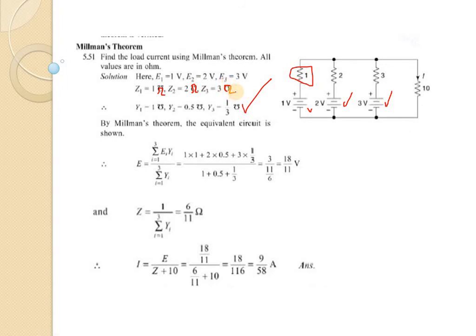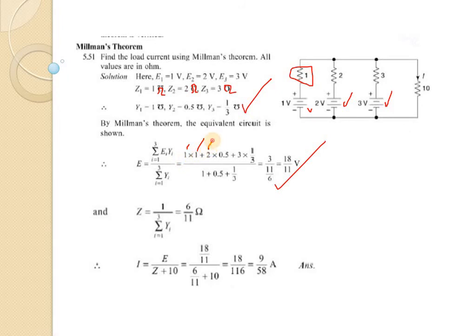By Millman's theorem, the equivalent circuit is now shown. So we are just putting those values, that is summation of Vi into Yi divided by summation of Yi. Here V1 equals 1 and the value of Y1 equals 1. So V1 Y1 is 1 into 1.